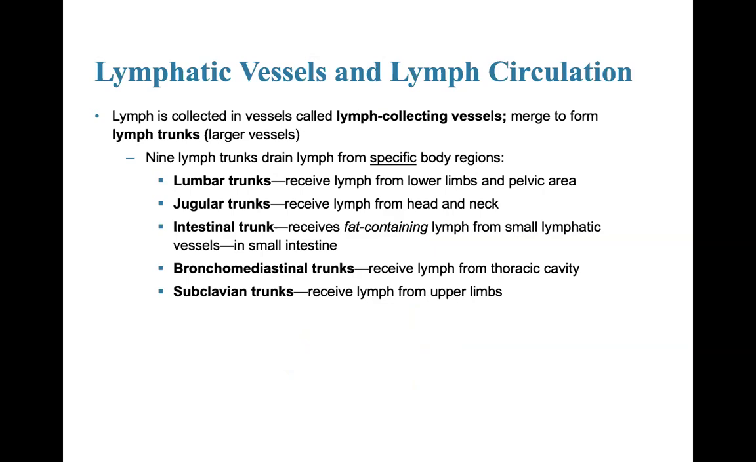receive lymph from the head and neck, the intestinal trunk, which receives fat-containing lymph from the small lymphatic vessels in the small intestines, and then the bronchomediastinal trunks. This will receive lymph from the thoracic cavity, and the subclavian trunks, which will receive lymph from the upper limbs. The lumbar, jugular, bronchomediastinal, and subclavian will have right and left components, and there's 2 trunks for each one of those. There's a single intestinal trunk.